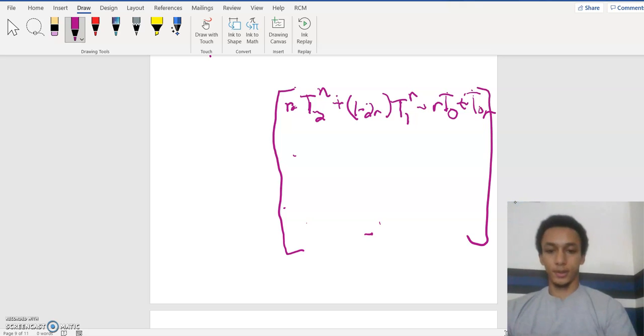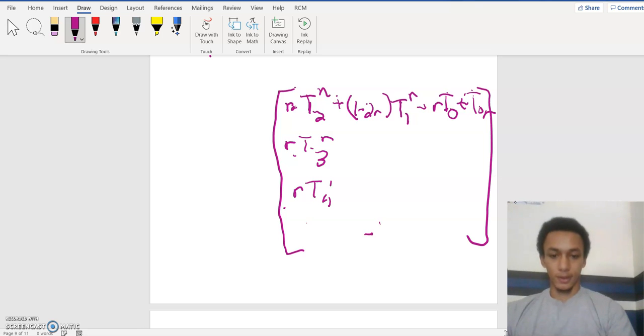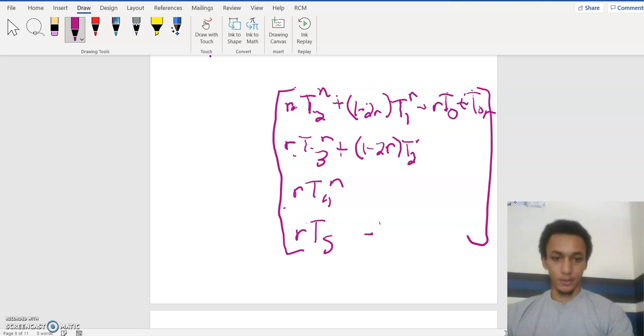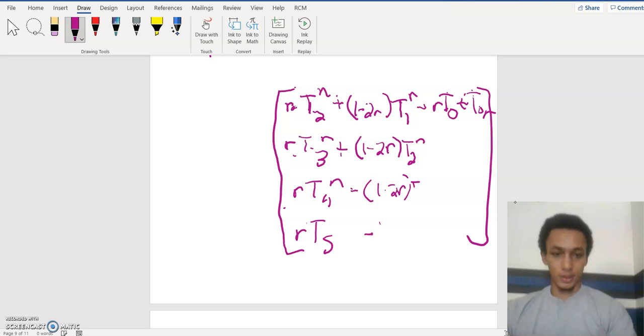And we do the same thing. So we'll just say rT3 then, rT4 then, and rT5. We don't need n since it's at the other side of the wall. Plus 1 minus 2r T2 then, plus 1 minus 2r T3 then, plus 1 minus 2r T4 then.